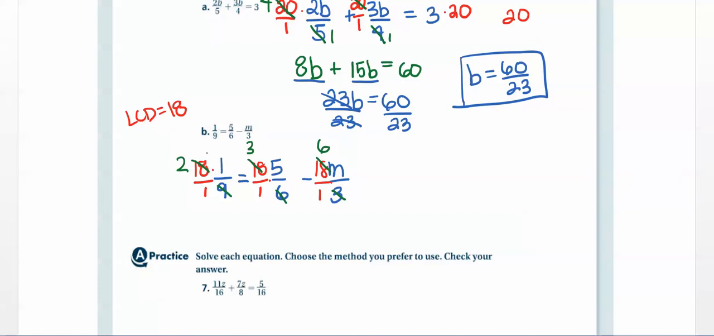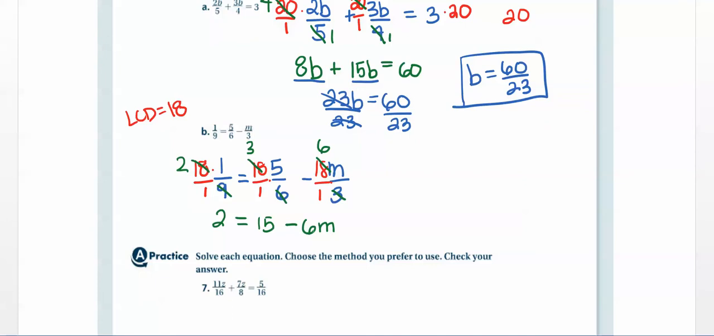And then let's see what we have left. This is just 2 times 1, which is 2. Bring down the equal sign. 3 times 5, which is 15. Bring down the subtraction sign. Here I have 6 and an m.